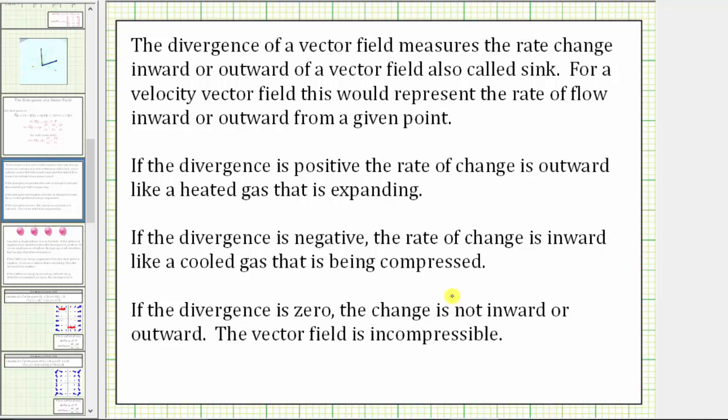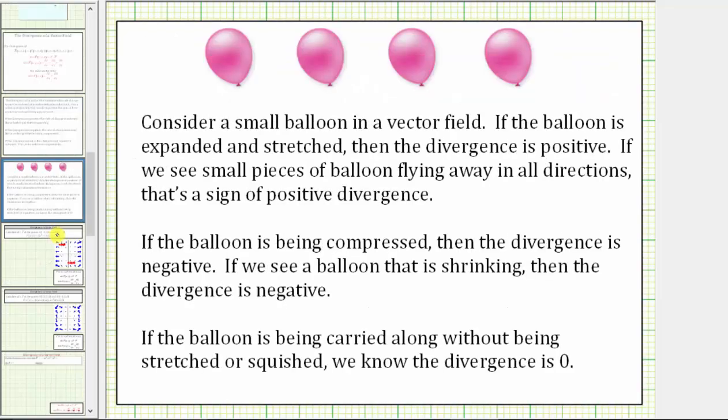Another way to view the meaning of divergence is to think of a balloon at a particular location in the vector field. If we see small pieces of the balloon flying away in all directions, that's a sign of a positive divergence. If the balloon is being compressed, then the divergence is negative. If the balloon is being carried away without being stretched or squished, the divergence is 0.